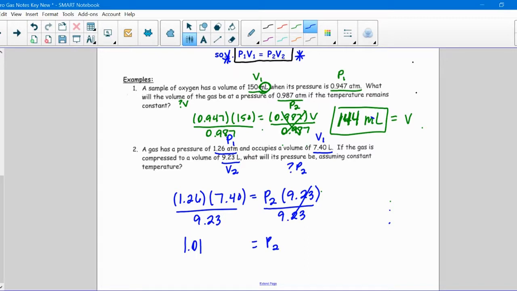And my unit for pressure, if I go back to the problem, is atmospheres. So that's going to be my unit here. Now, a good thing to always ask yourself is, does this answer make sense? So you can see my volume got larger, my pressure got smaller. That makes perfect sense. So thank you.